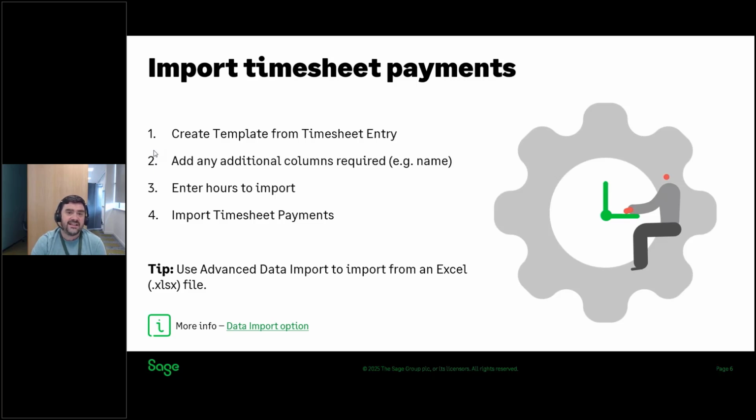Once you've created that import file, someone needs to fill in the hours that you want to import. And then you can either save it as a CSV or you can keep it as an Excel file. And then through the data import wizard, you would choose the option to import your timesheet payments. And if you're using advanced data import, you can import from an Excel file. You can choose the tab, if there's more than one sheet that you want to import from.